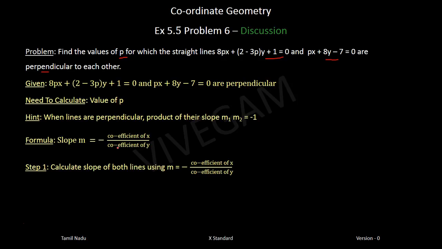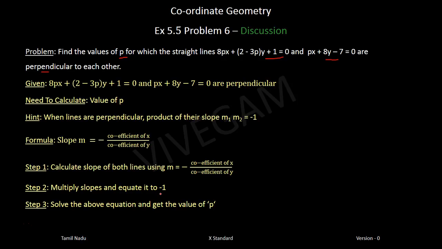So let's see the steps. Calculate the slope of both lines using m equal to minus coefficient of x divided by coefficient of y. Multiply the slopes and equate it to -1. As the lines are perpendicular, the product of the slopes equals -1. So multiply the slopes of the two lines and equate it to -1. You will get a quadratic equation in p. Solve that equation and get the value of p. Got it? So please pause the video here and try to work this problem on your own. And on completion, please come back and check your working against our solution.